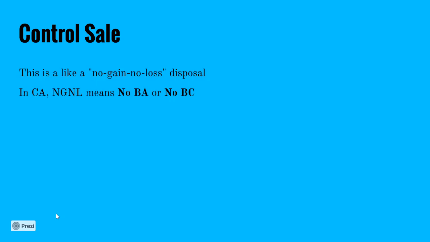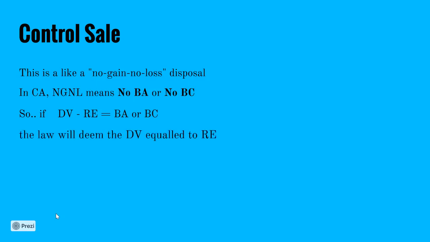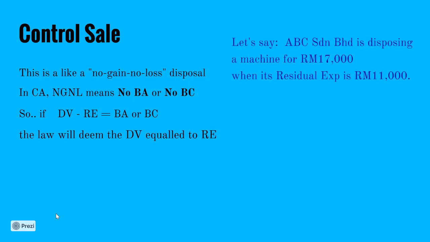Now, what about control sale? If you look at control sale, you can try to understand it from an RPGT perspective. It's just like a no gain, no loss disposal. In capital allowance, or we say Schedule 3, but in short, I will just say capital allowance, no gain, no loss basically means there's no BA or no BC. So if you know the formula for BABC is taking disposal value minus RE, the law will then deem the disposal value equal to the RE.